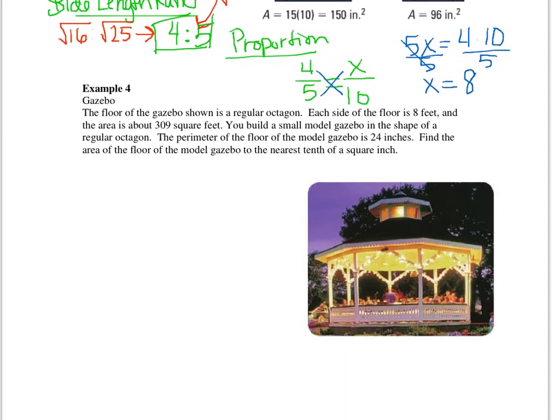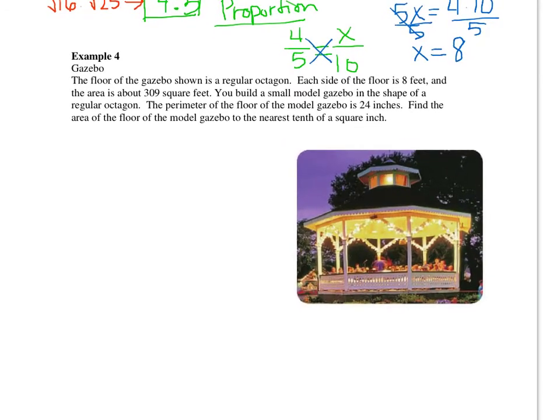All right, let's look at this last one here. It says example 4, gazebo. The floor of a gazebo shown is a regular octagon. Okay, there's a key thing, regular octagon. So this isn't going to be a great picture. I'm going to sketch the picture the best I can though. So I got a regular octagon. So let's try this. Can't laugh at my picture because I'm trying. Okay, so it's not beautiful, but we know it's a regular octagon.